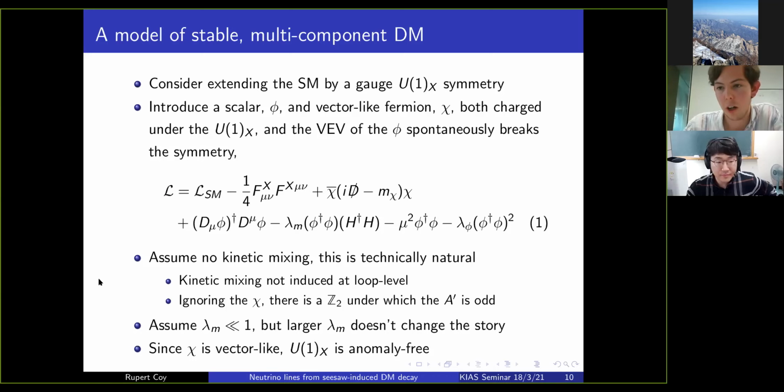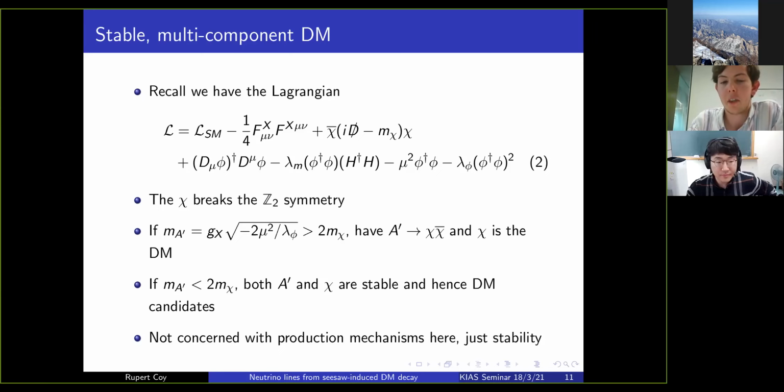So equation 2 is just the same as equation 1. We have the same Lagrangian. As I said, the chi breaks the Z2 symmetry. And in principle, you have decays of A prime to chi chi-bar, if this is kinematically allowed, so if the A prime is sufficiently heavy, then this happens. Then the A prime is unstable, but the chi is stable, and the chi is the dark matter candidate.